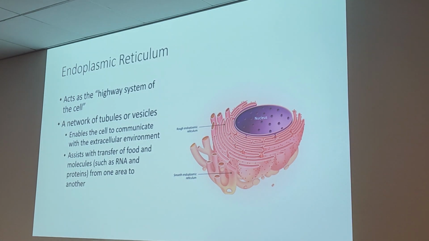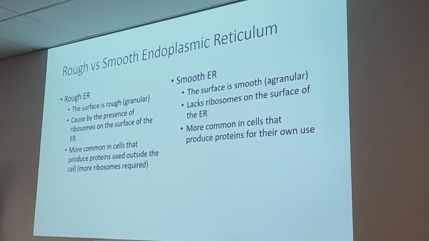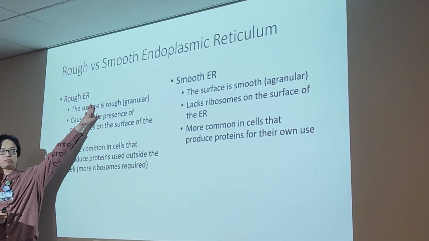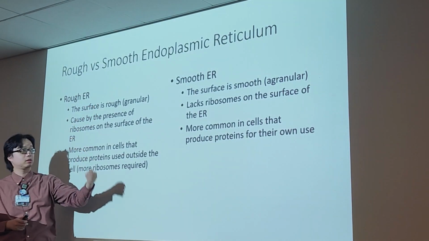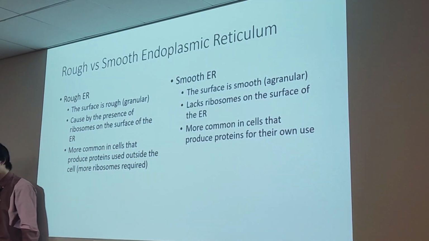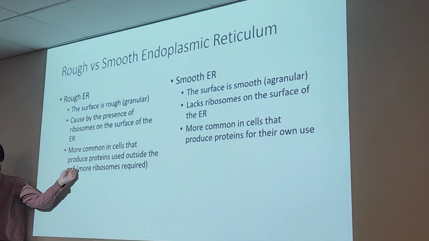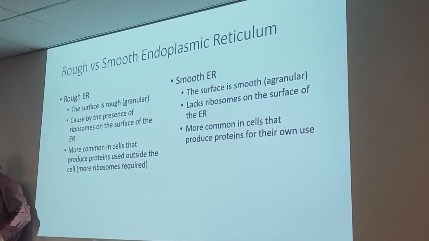Okay, our next organelle is rough versus smooth. So rough, okay, surface is rough. Why? Because there's ribosomes. Okay, smooth, surface is smooth, no ribosomes. Okay, so rough, right? Usually because we need to move a whole bunch of proteins around. Smooth, don't need to move as many proteins around.